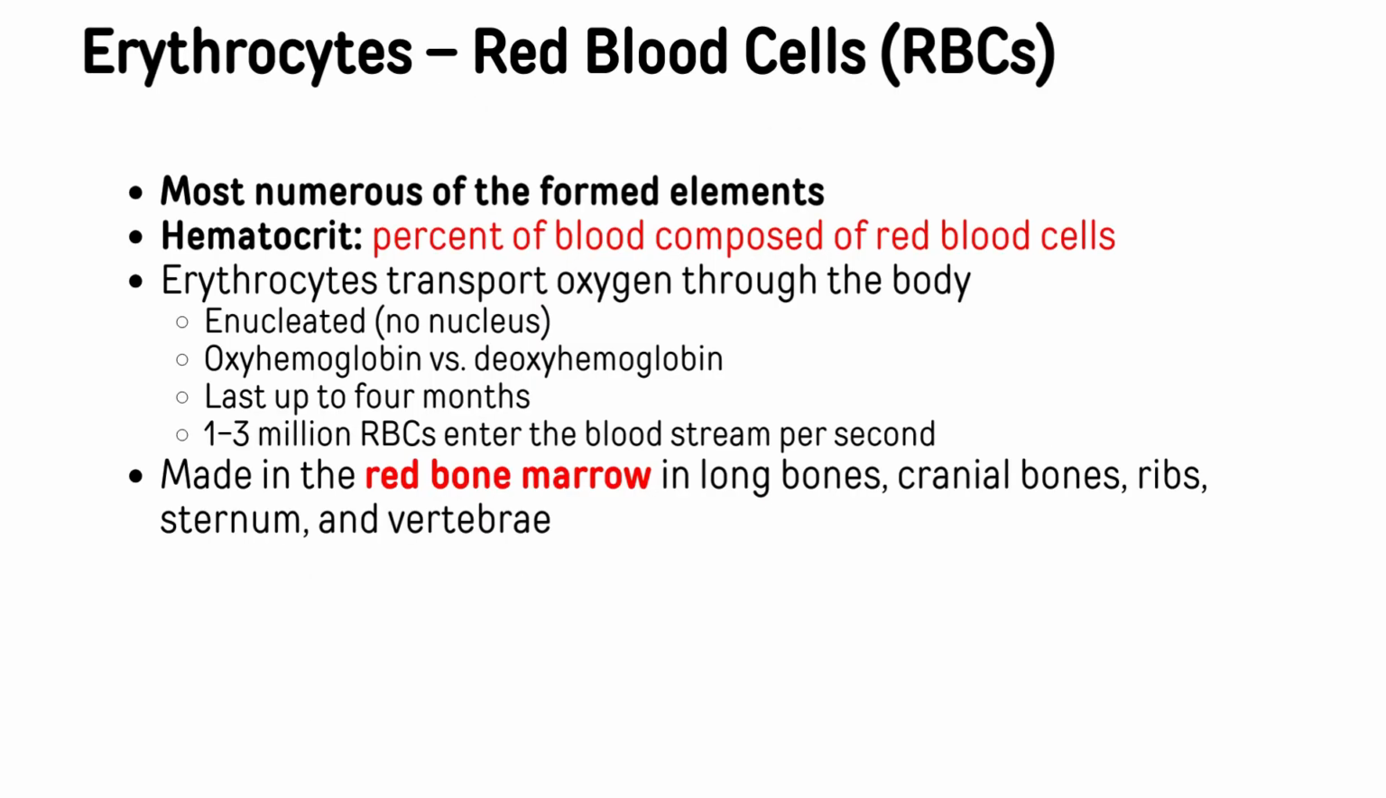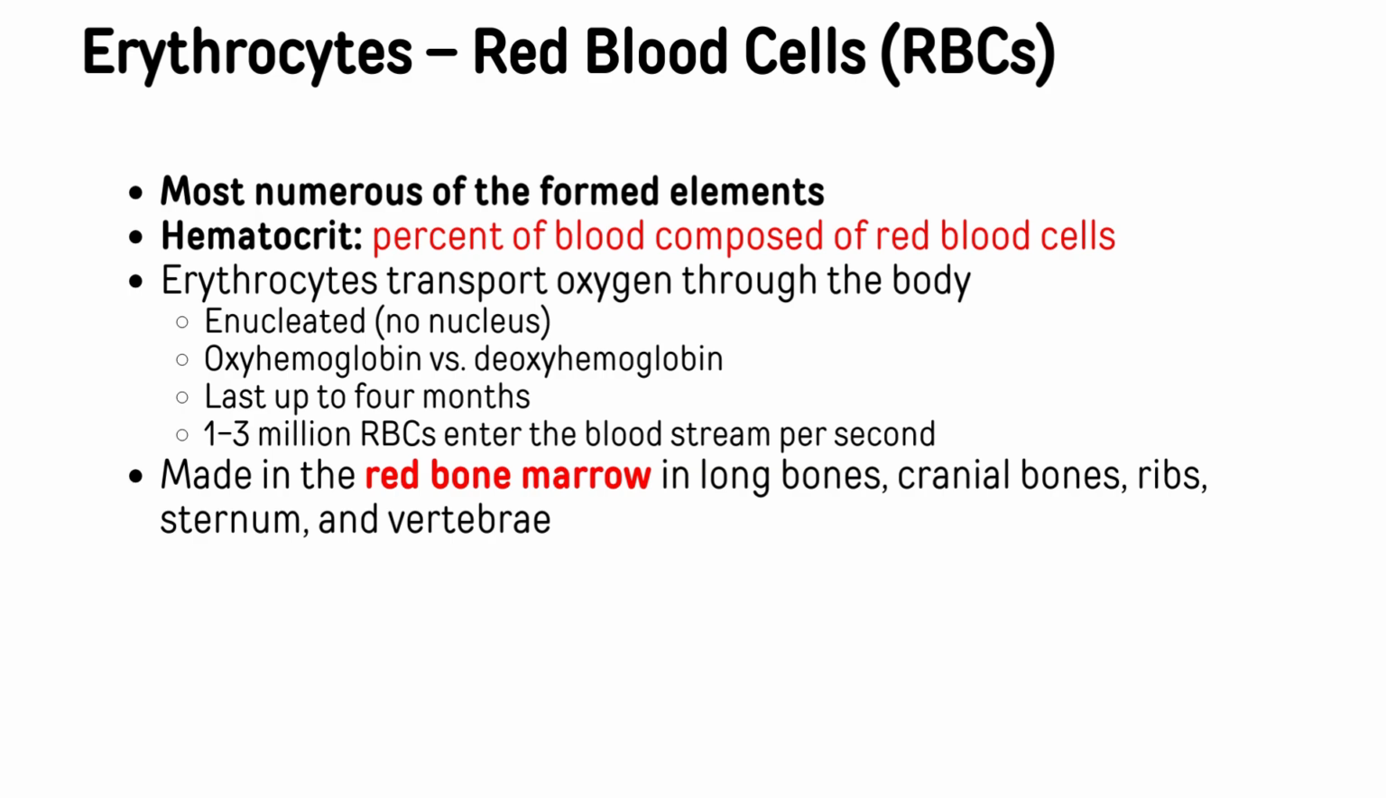Now, red blood cells are a key component when it comes to the formed elements. They make up the hematocrit. They're the densest component, especially when you're looking at spun blood, the heaviest formed element. And they transport oxygen through the body. So they're really going to be able to get oxygen to our cells so they can carry out cellular respiration.